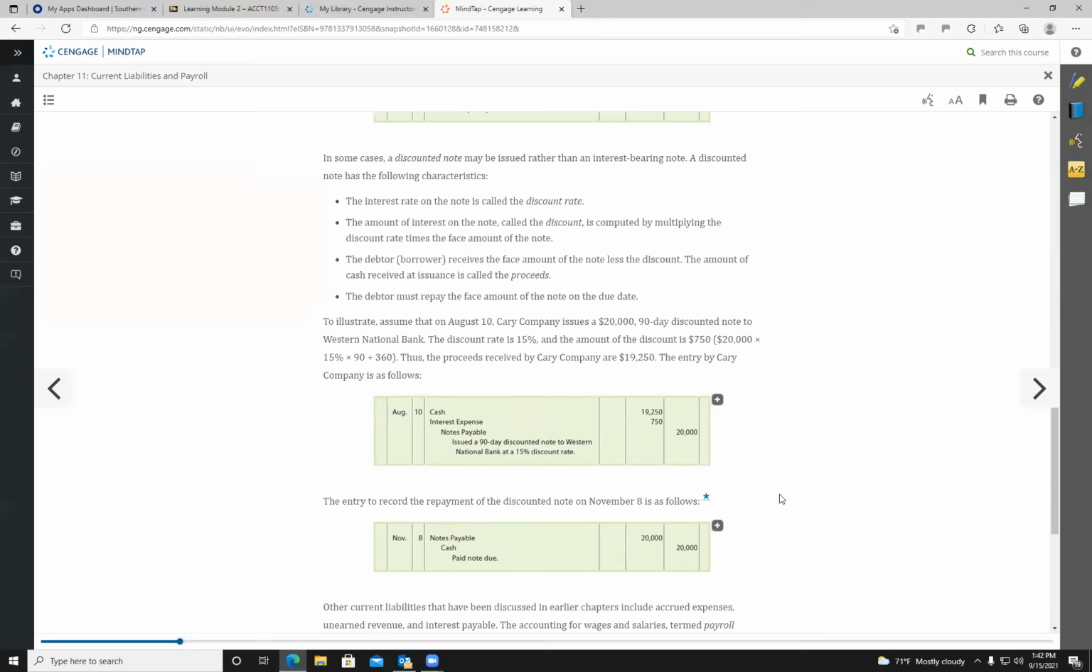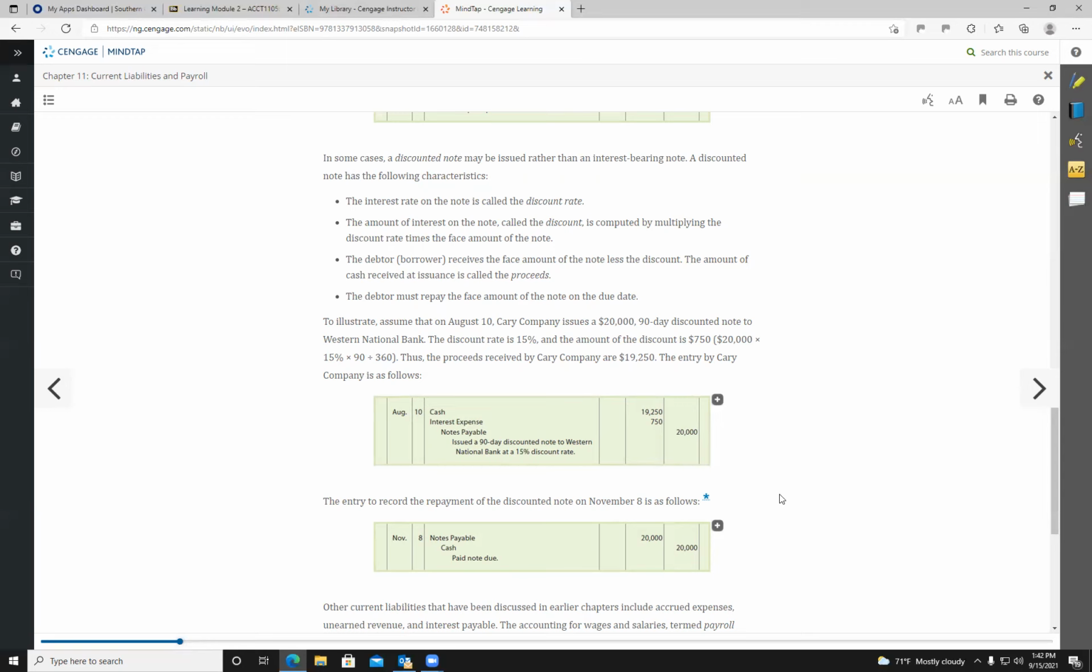So let's look at this. This is kind of a little different. So again, we have a company. Carry Company issues a $20,000 90-day discounted note to Western National Bank. So they get a loan, and what they call it is a discounted note. Okay, so the discount rate is 15%, and so that's calculated in the same way we do the interest rate.